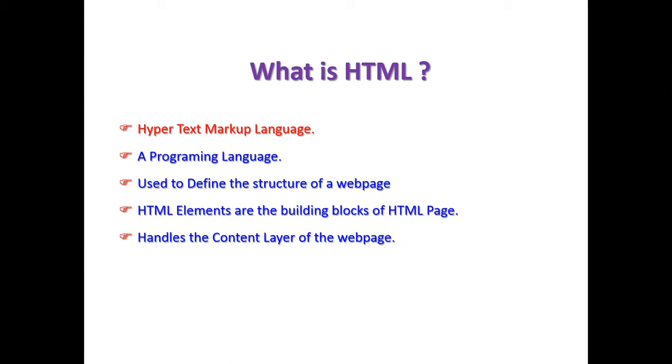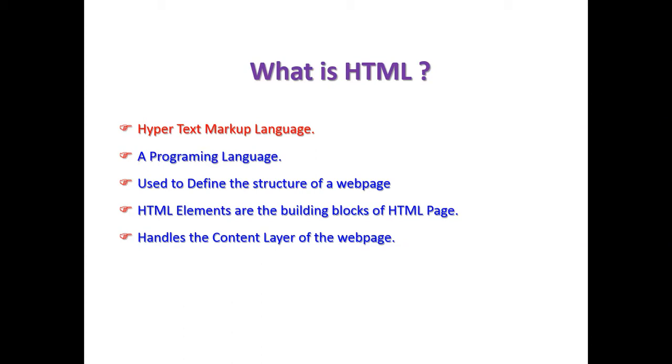And there will be links. When you move the mouse, you can see your mouse pointer is turning into a hand signal. So that means there is a link to another page. So these pages are made by using the programming language called HTML, Hypertext Markup Language. Okay, so if you want to do the HTML programming, you should know HTML elements. HTML elements or tags are the building blocks of an HTML page. Okay, so HTML is the language which handles the content layer of the web page.